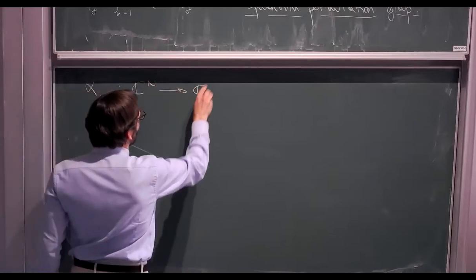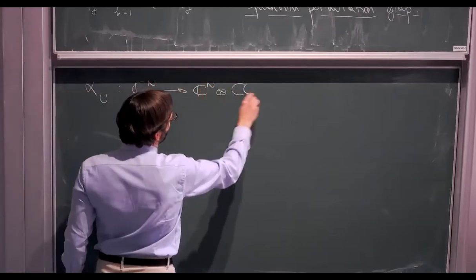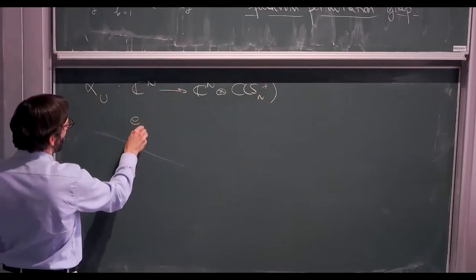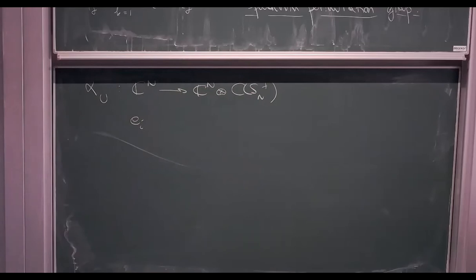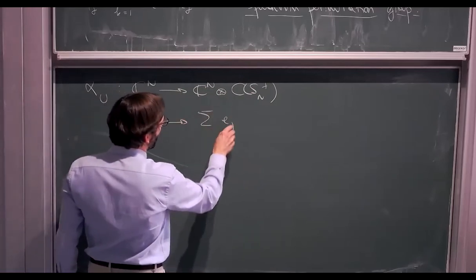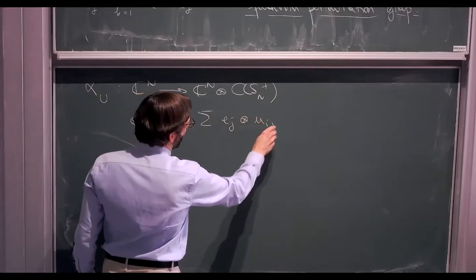There is a map like this. And how do you define that map? Well, you take a basis vector here. We take the canonical basis, call them E1 to En, and then you send it to the sum of Ej tensor uij.